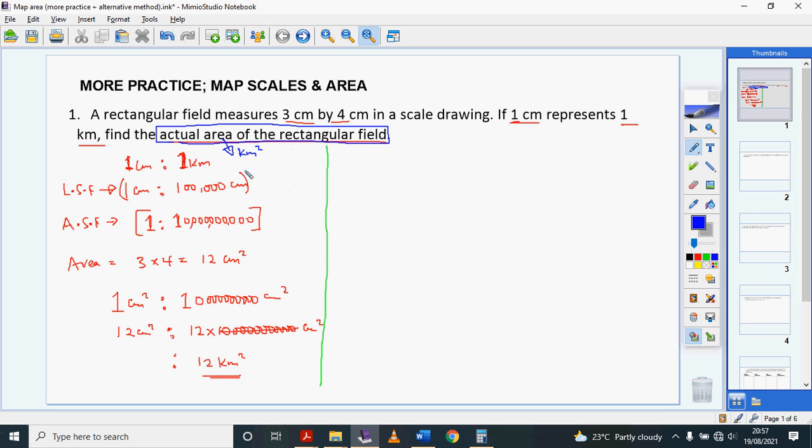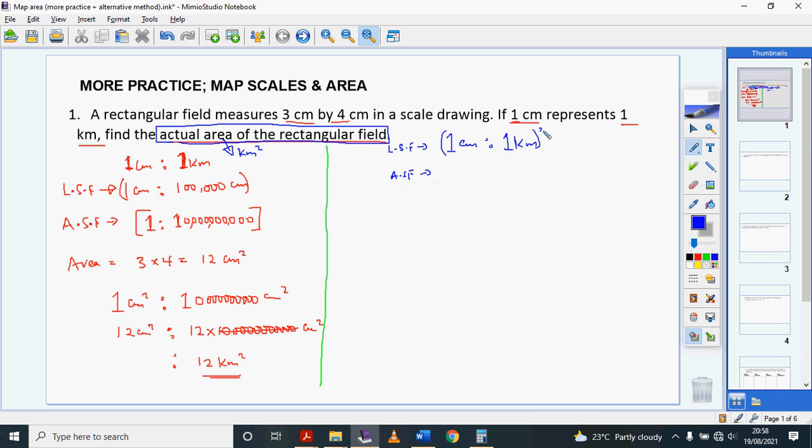is comparing those units. So now I know that my final answer is in kilometers squared. My map scale is initially 1 centimeter to 1 kilometer, right? I want to make sure that my map scale stays in those units because kilometers is the unit of the final answer. So again, this is the linear scale factor. To get the area scale factor, all I have to do is square this linear scale factor.